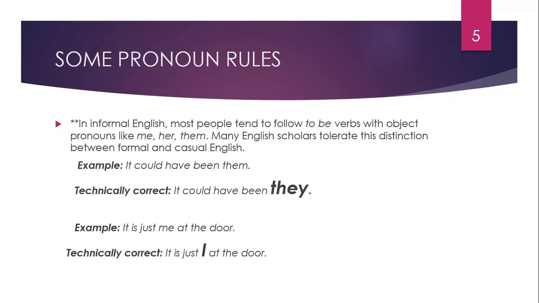So instead of saying it could have been they, because the subject is they, we will say it could have been them. Instead of saying it is just I, we say it is just me. But like I'm saying here, many English scholars will tolerate this in spoken casual English. But when it is formal, you need to be careful to use the right pronoun.